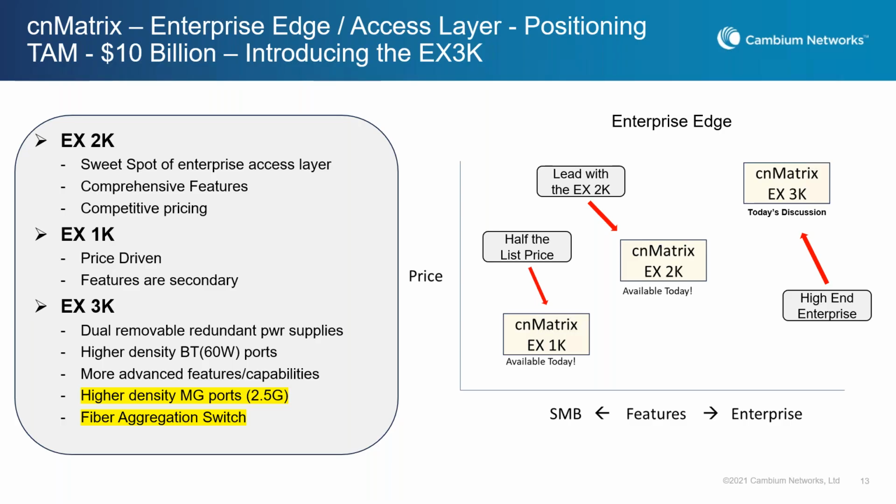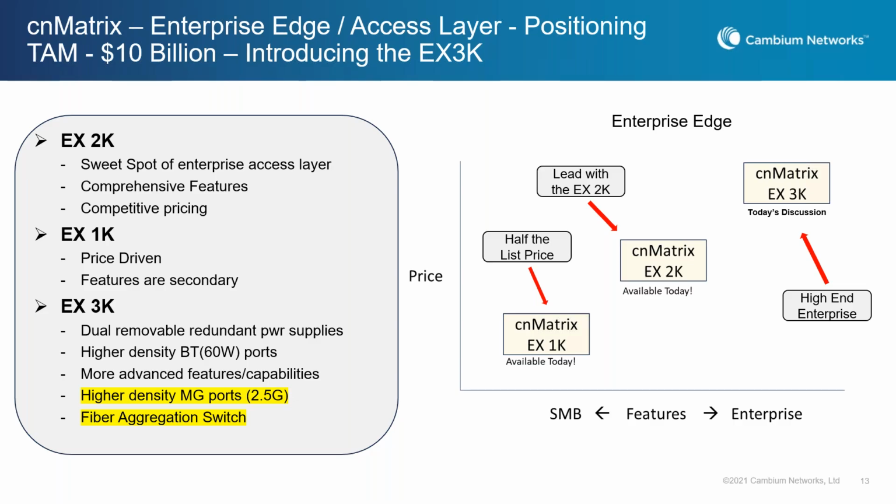In addition to security cameras, Wi-Fi access points are another really good example. The higher-end Wi-Fi access points with multiple radios can sometimes draw more than 30 watts. So again, that's another reason for these higher powered ports. The EX3K is also made with higher-end silicon, which gives you more advanced features and can scale higher on existing features, for example, the size of the routing table.